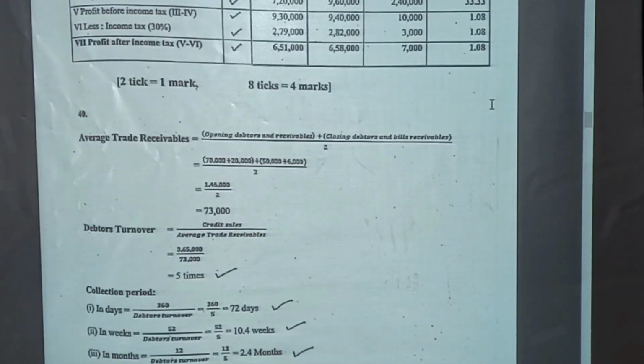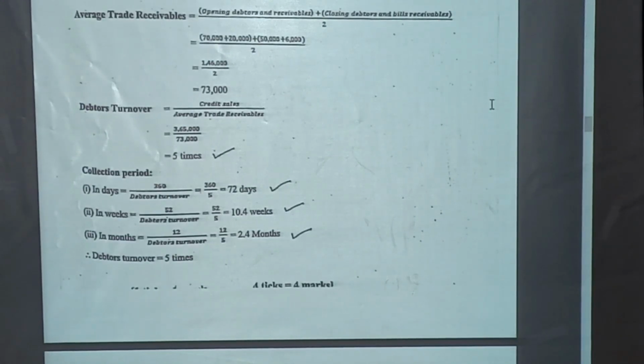And then the next question is from chapter number 5, that means ratio analysis, part 2. In this question, your answer is 5 times debtors turnover, that means 1 tick, and collection period 72 days, 10.4 weeks, and 2.4 months. So total 4 ticks and 4 marks for that question.